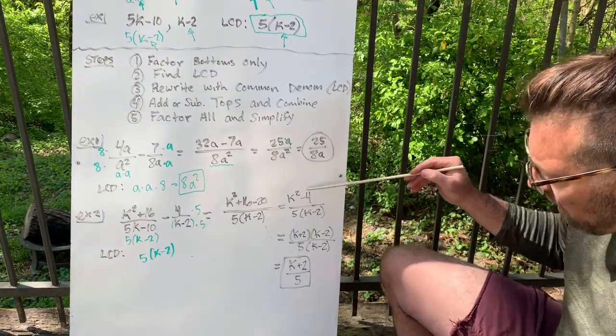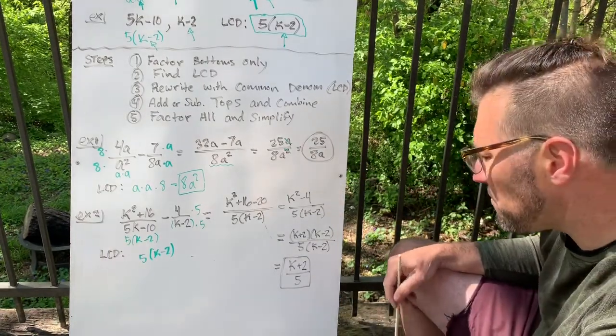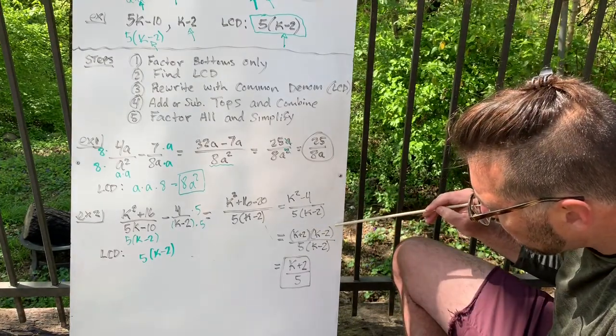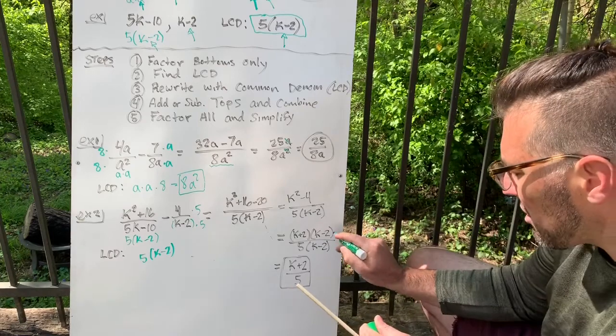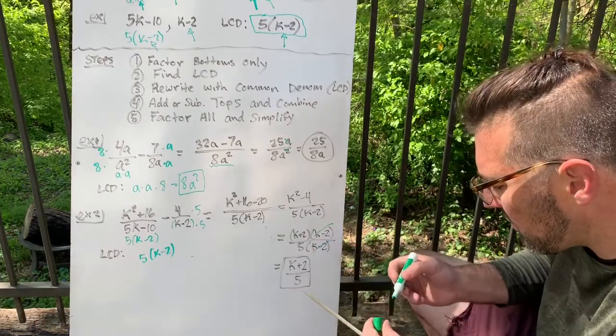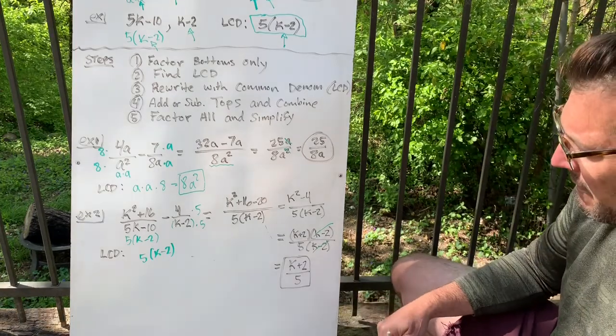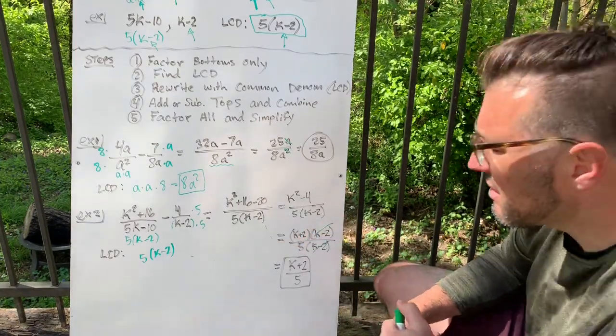And so look, k squared minus 4, that's difference of squares, right? So this factors into k plus 2 times k minus 2. Notice, now I can cancel out a common k minus 2. And then what's my answer? k plus 2 over 5. First, I needed to find my LCD. Let's do some more.